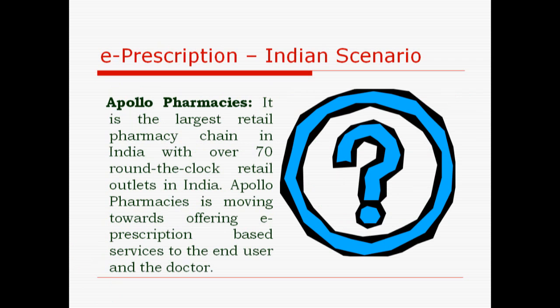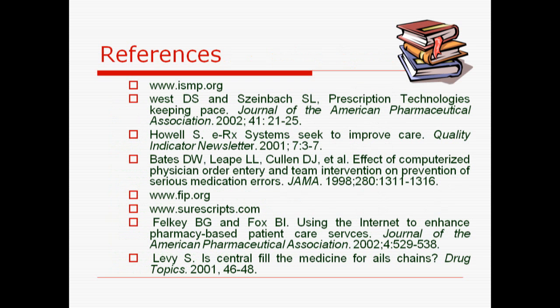Now, what is the scenario in India? Apollo Pharmacies is one of them. It is the largest retail pharmacy chain in India with over 70 round-the-clock retail outlets in India. Apollo Pharmacy is moving towards offering electronic prescription-based services to the end user and the doctor.